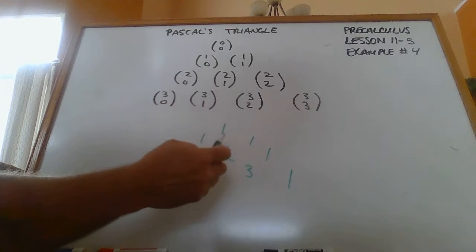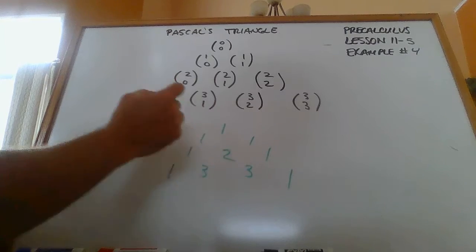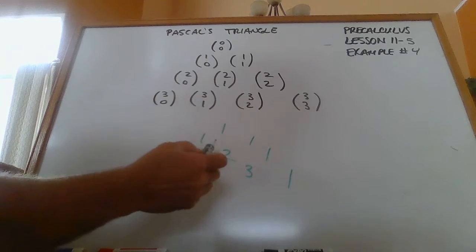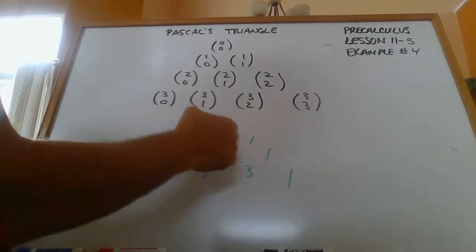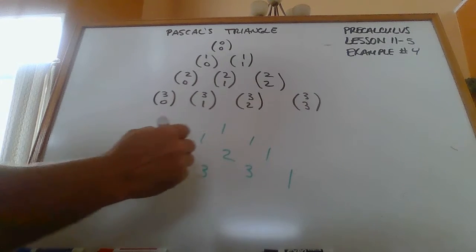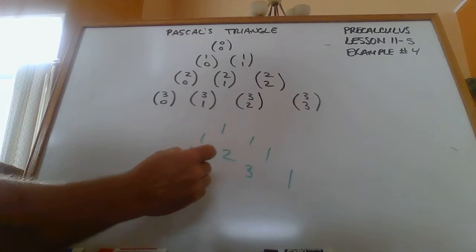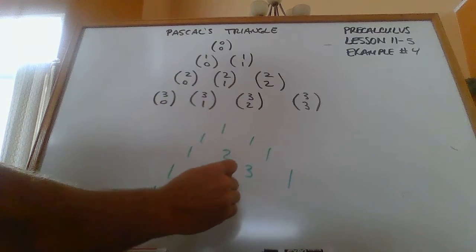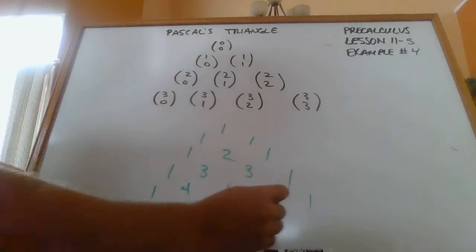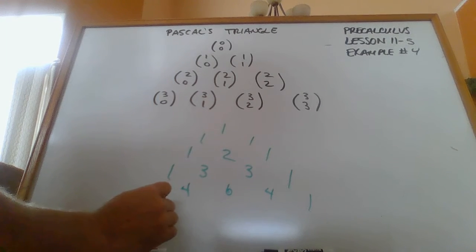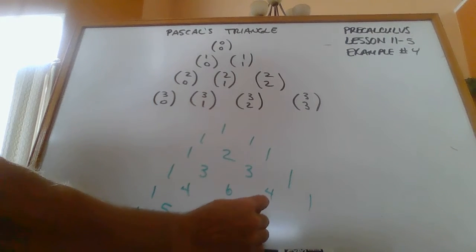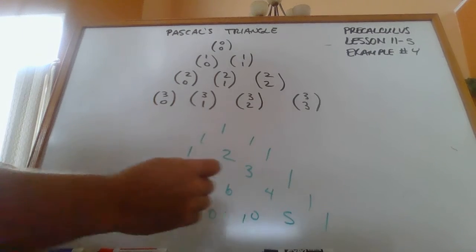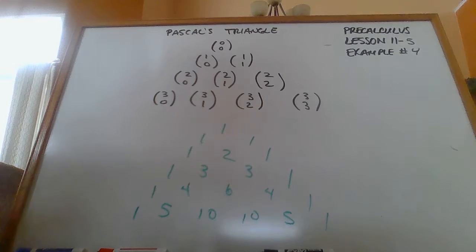Okay, so the number that's below and between each two numbers is just the sum of those two numbers. So when you start out with the little triangle here, 1, 1, 1, this becomes 2, these become 3. So the next row would be 1, 4, 6, 4, 1, 1, 5, 10, 10, 5, 1, and so on. You can do this forever. Okay, so what are we going to do with this?